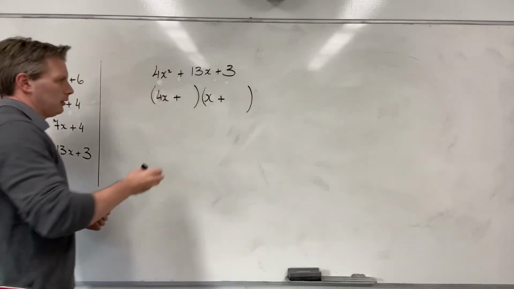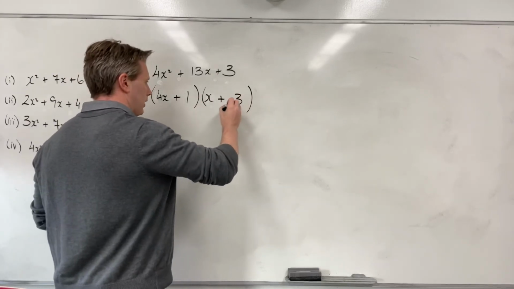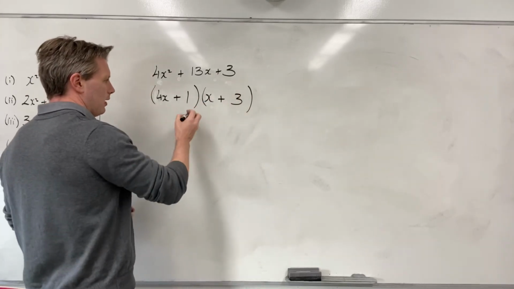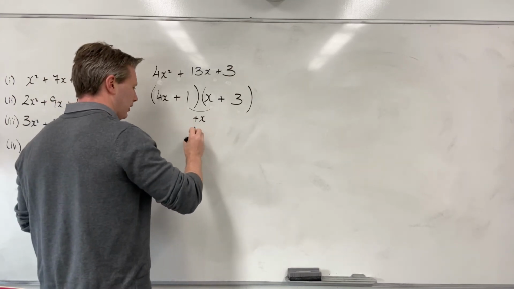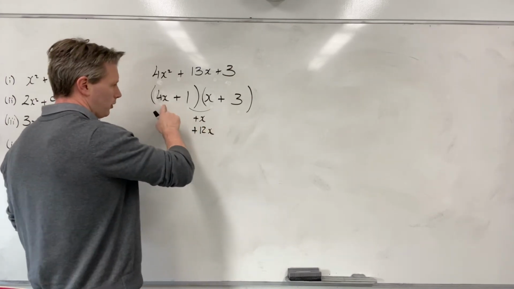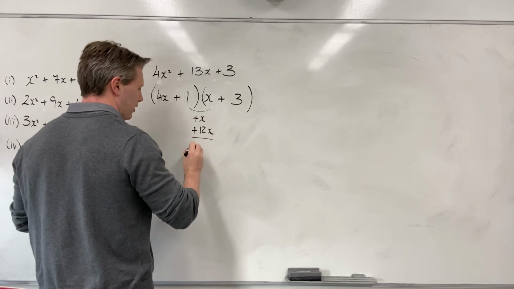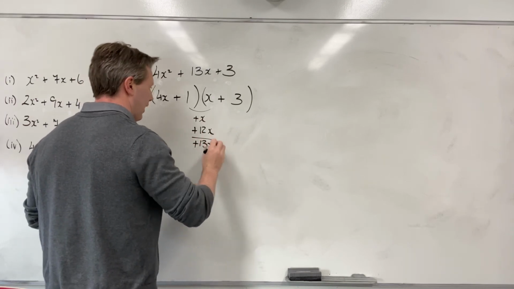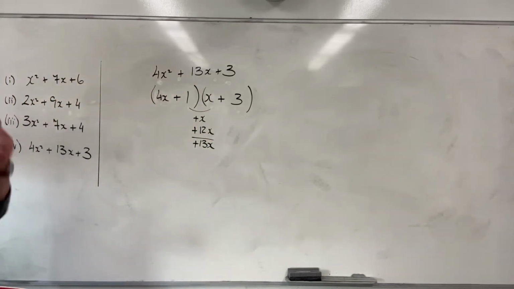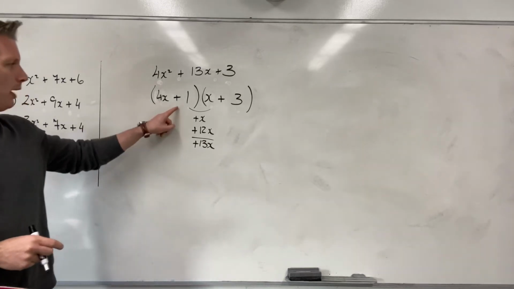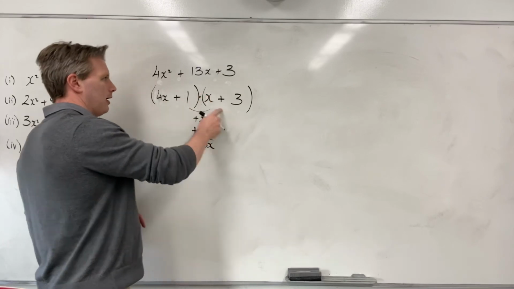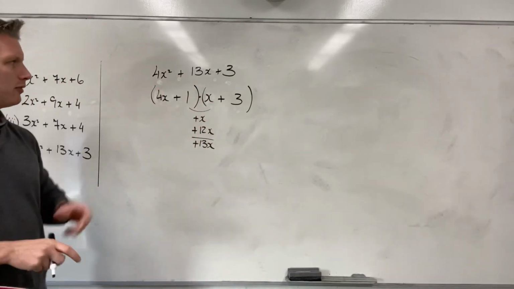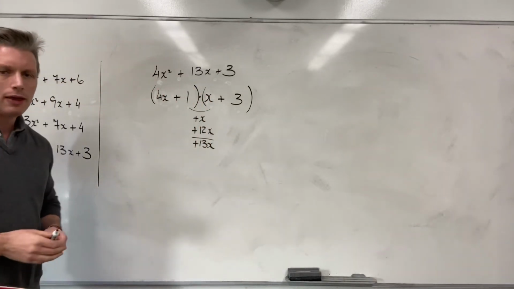So 3 and 1, well, let's just try 1 and 3. 1 times 3 is 3. Here I have plus x. 3 times 4, I got lucky. 3 times 4 is 12, 12x. x plus 12x is 13x, and that's my middle term. You see I got lucky there. So 4x plus 1 times x plus 3, yes indeed, these are the factors of 4x squared plus 13x plus 3. And that's how it's done.